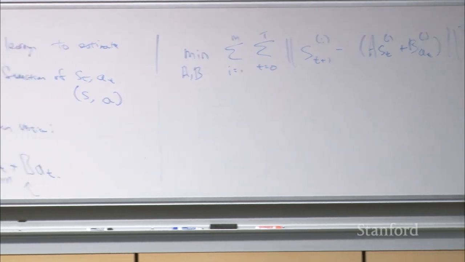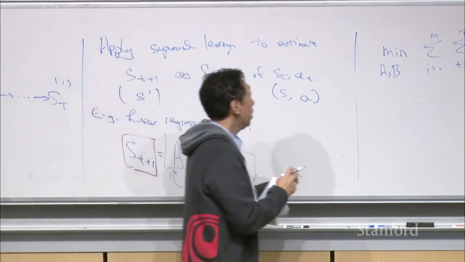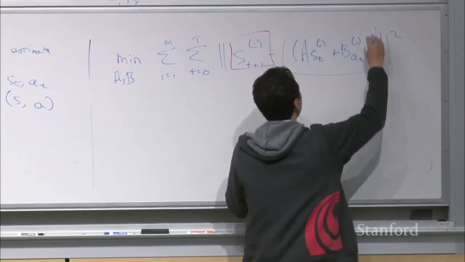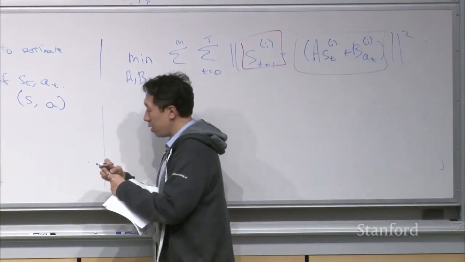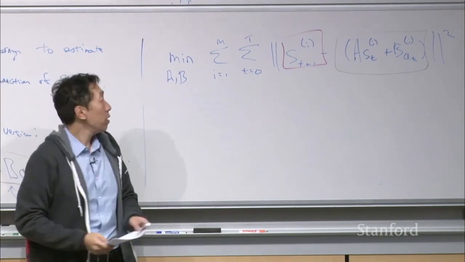So you want to approximate s_{t+1} as a function of that. And so, it's pretty natural to fit the parameters of this linear model in a way that minimizes the square difference between the left-hand side and the right-hand side.